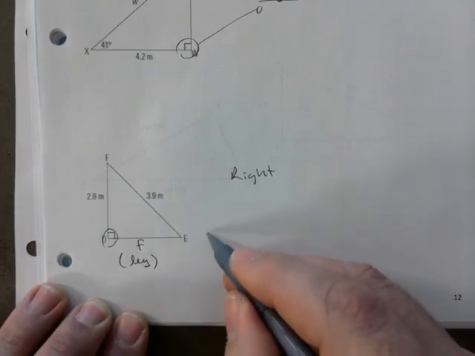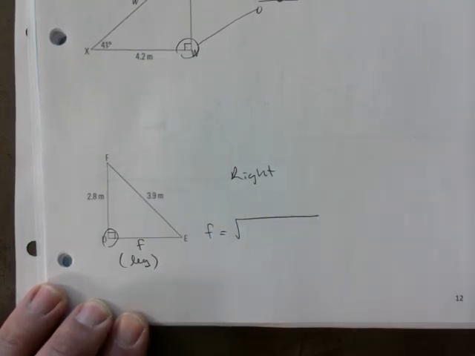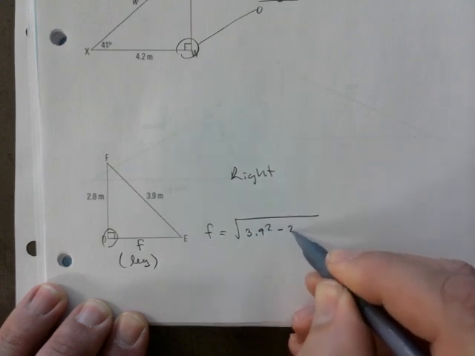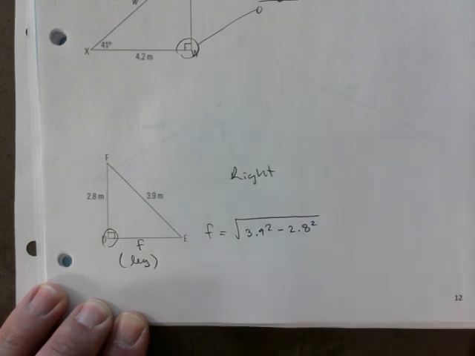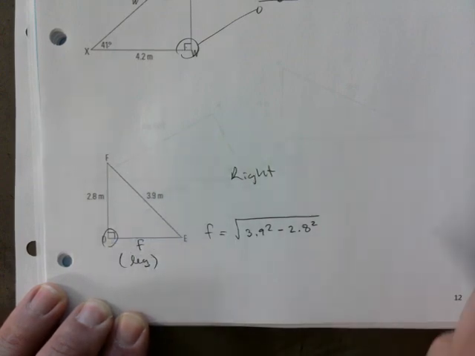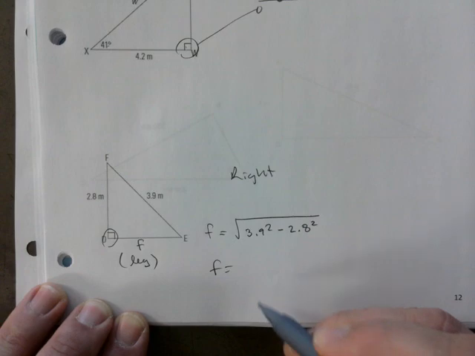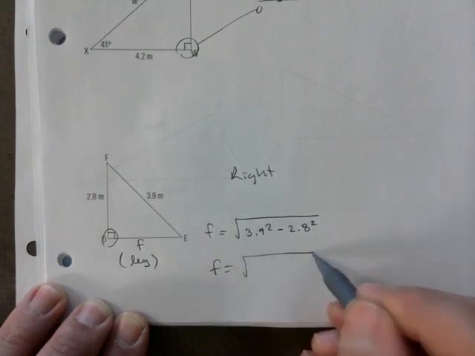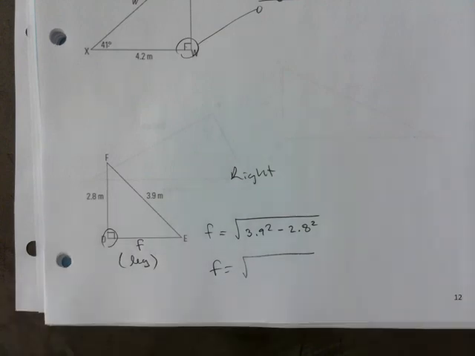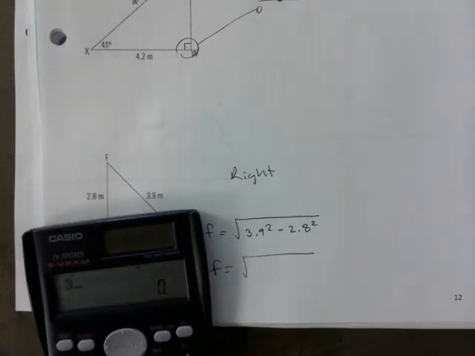So we're going to say that F is going to be the square root of 3.9 squared minus 2.8 squared. Wait a minute, can I use Pythagorean theorem? It's a right triangle, yeah, and I know 2 out of 3 sides, so yes. Why am I being so silly, right? Because I see students use Pythagorean theorem on something that's definitely not a right triangle. So don't fall into that habit.